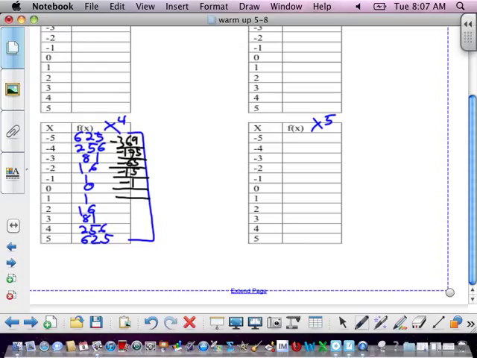0 to 1 is 1. 1 to 16 is 15. 16 to 81 is 65. 81 to 256 is 175. And finally we get 369. Now we have to do our second differences, from our first differences.